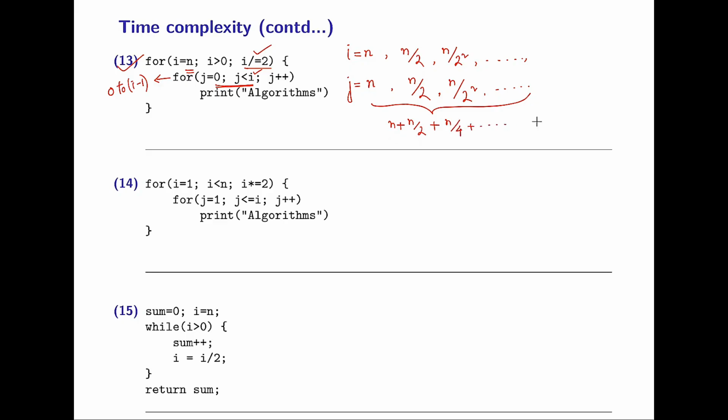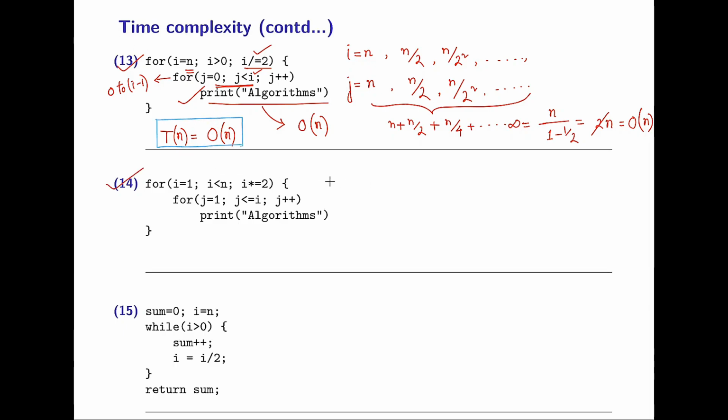So if I think about this summation, let's say this is a GP series, a by 1 minus r. What is the common ratio? Common ratio is half, right? So this is equal to 2n. If I write in terms of big O, it will be big O of n, because I don't care about the 2 when I am writing in terms of asymptotic notation. So how many times is this print statement going to execute? Big O of n times. So what is the time complexity for this? T(n) equal to big O of n.